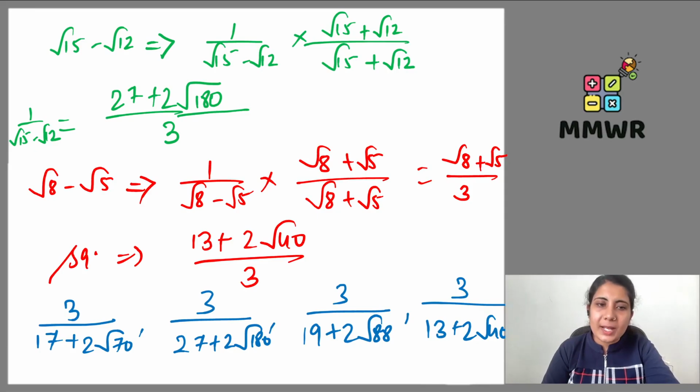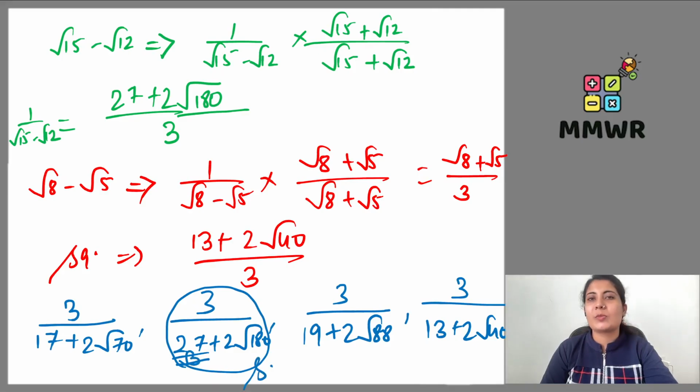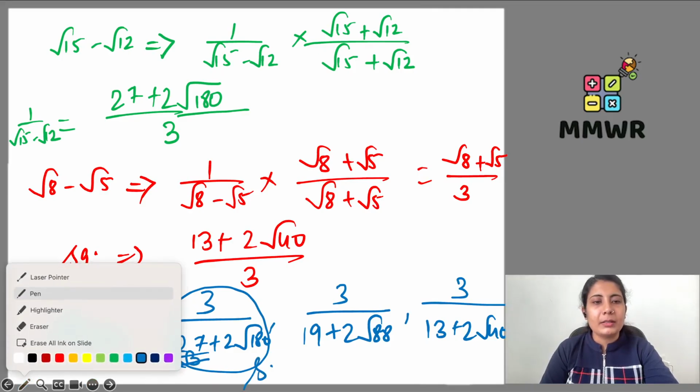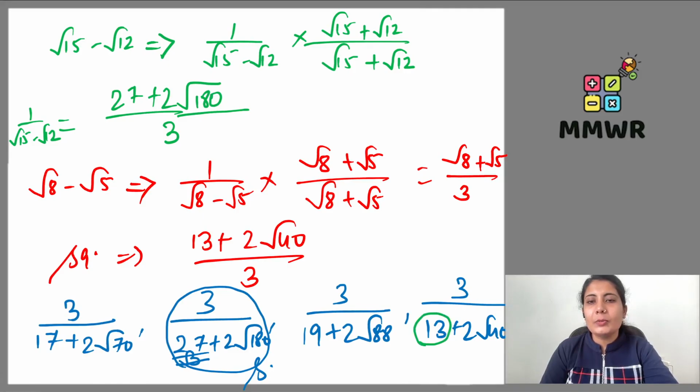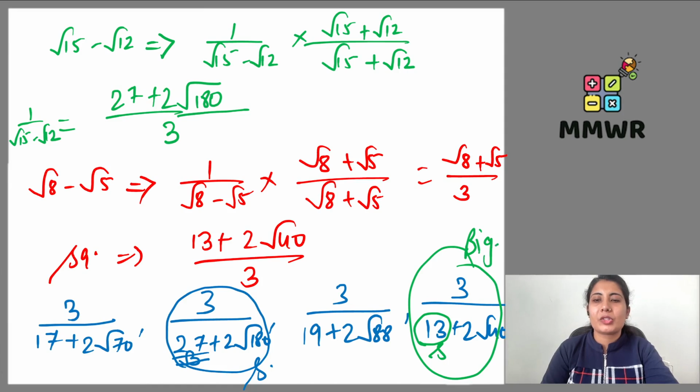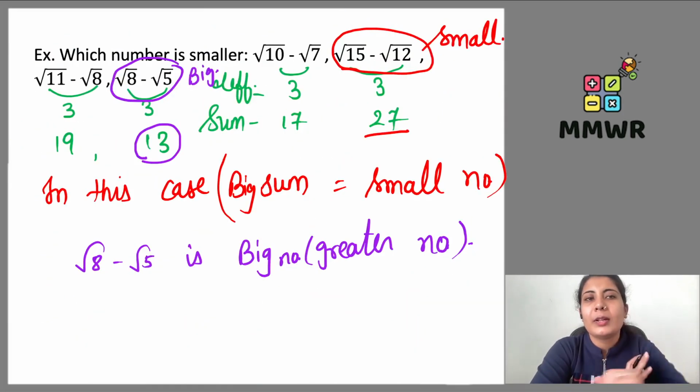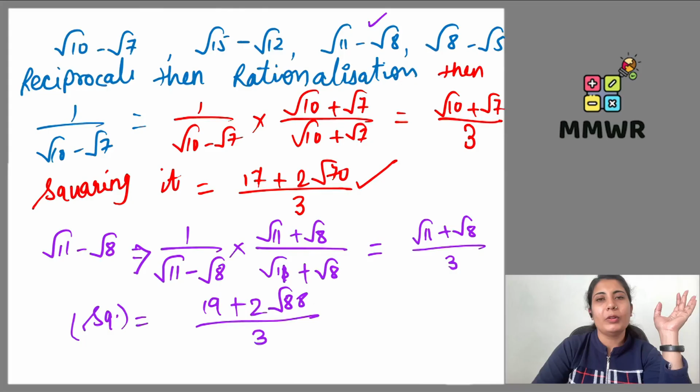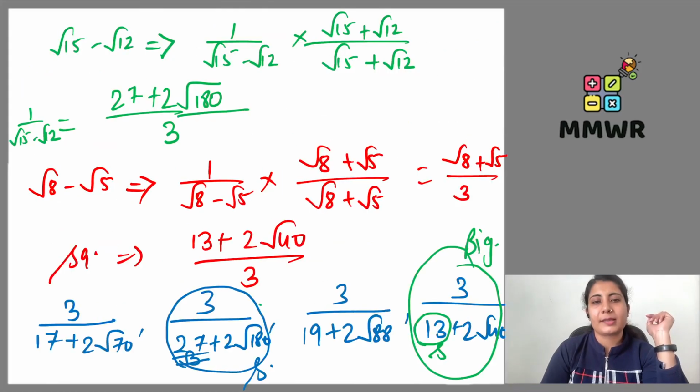So the numerator is the same, that is why जो बड़ा denominator है वो छोटा fraction हो जाएगा. So 27 is the big value in the denominator, that is why this fraction will be the smaller one. And here it is the small value 13, so the fraction will be the big one. So the bigger fraction is the last one. Root 8 minus root 5 is the big fraction, and the small fraction is the second one, root 15 minus root 12. I hope it's easy now.